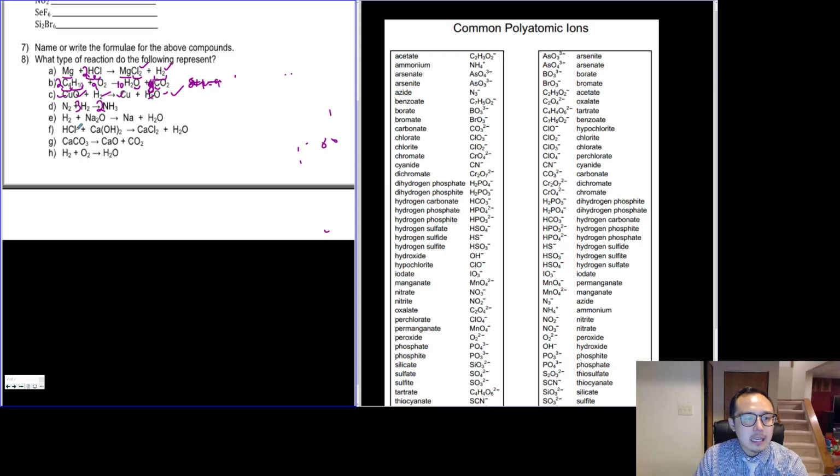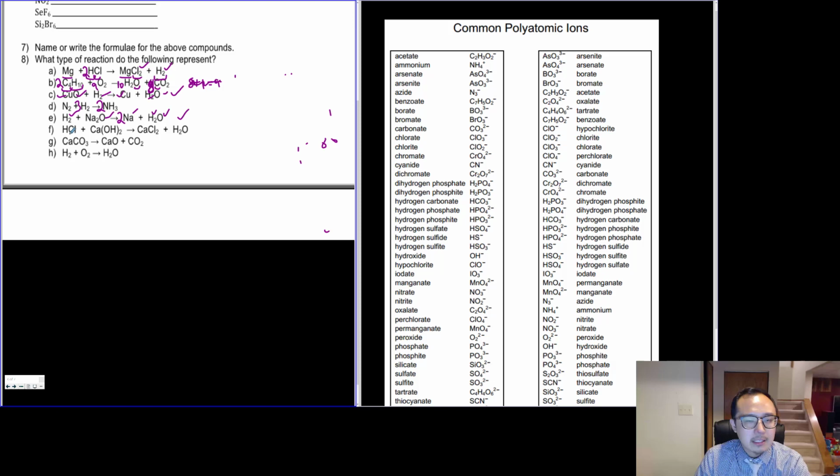For letter E, this is H2 plus Na2O. So let's look at my sodiums. I have 2 on the reactant side, just 1 on the product side. So put a 2 here. My hydrogens look balanced. That's good. My oxygens look balanced. So does my sodium. So that's balanced as well.